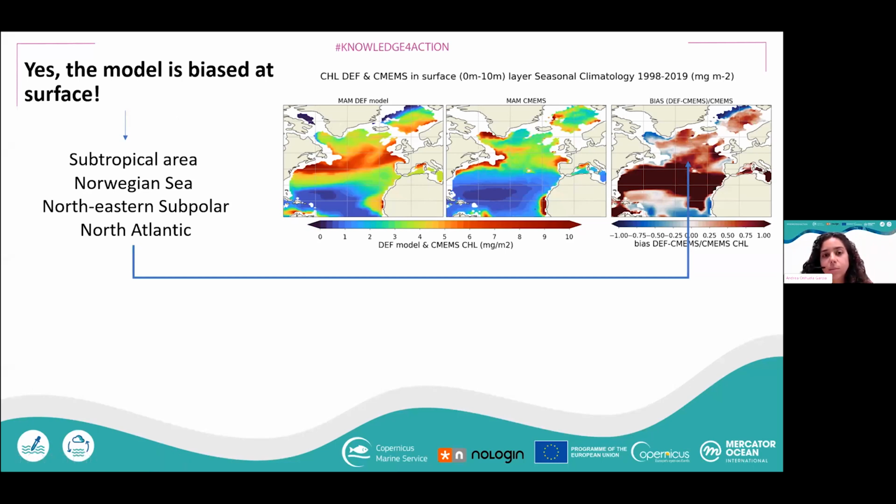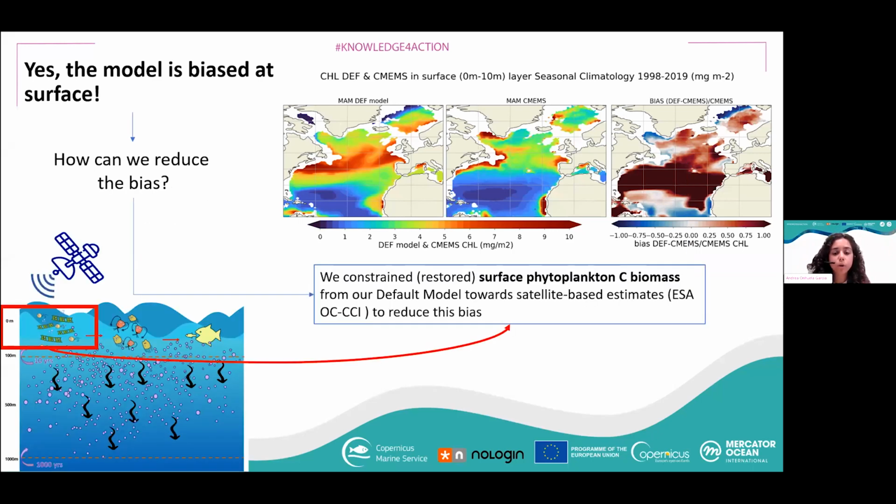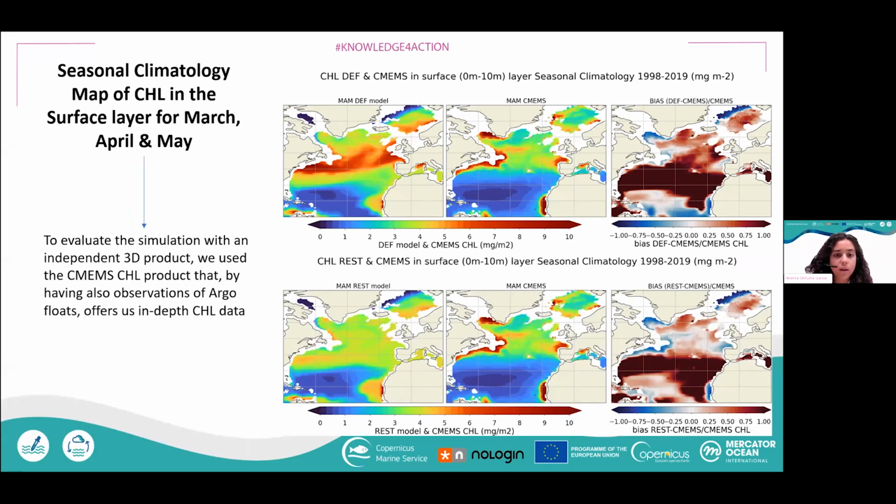To reduce this bias as much as possible, we are forcing our model to follow the surface phytoplankton carbon biomass observation from ESA. The result of this restoring is that we are correcting overall the surface bias in chlorophyll, as we can see here in the Norwegian Sea, in the northeastern subpolar North Atlantic, and in the subtropical area.